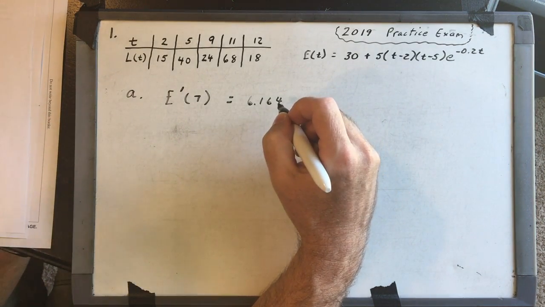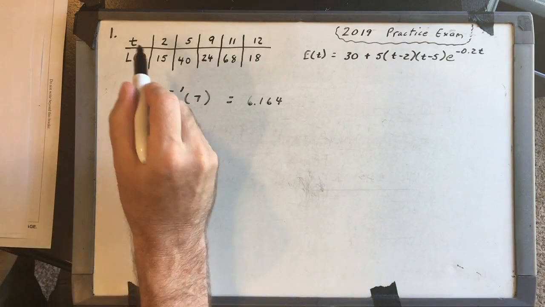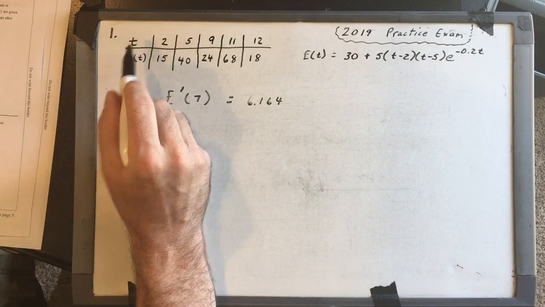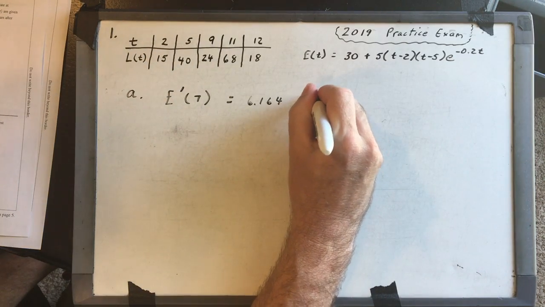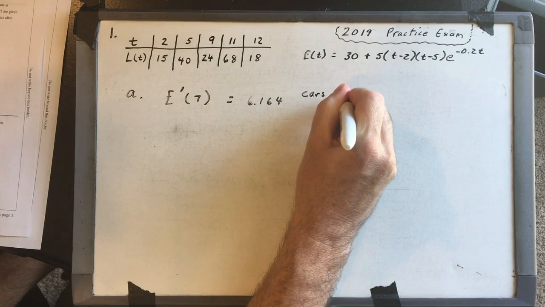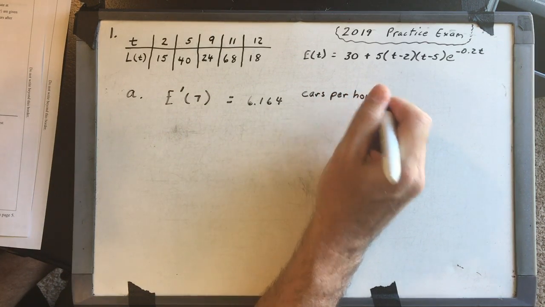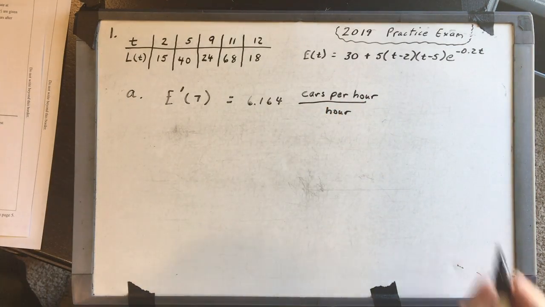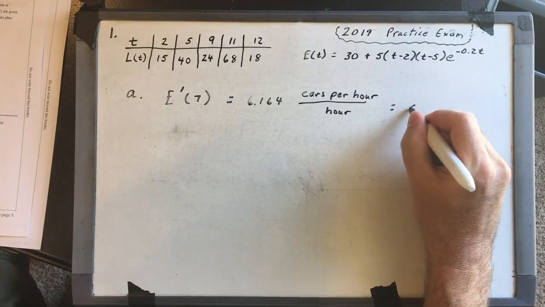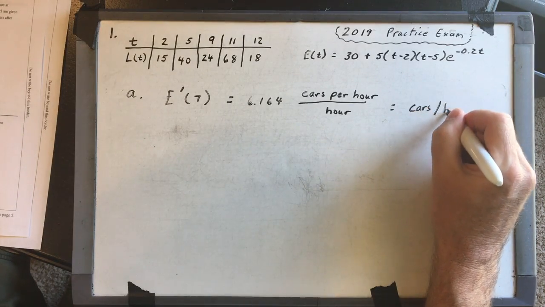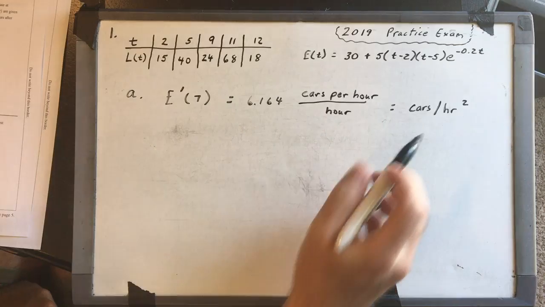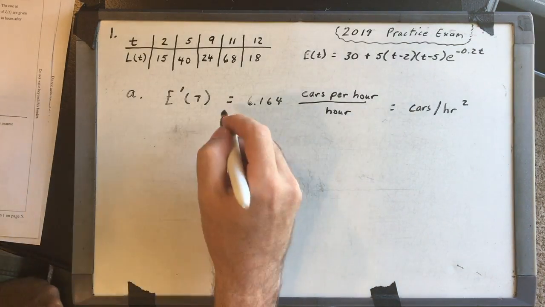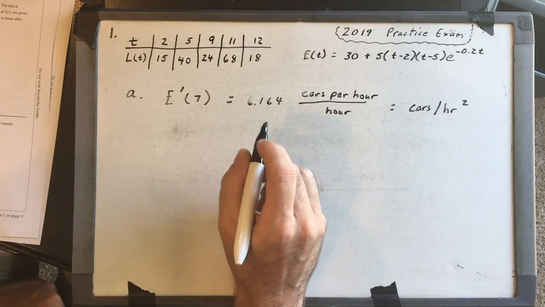What are the units? Now this is a rate of change. So you've got the unit for L of t divided by the unit for t. So it's going to be cars per hour per hour. Okay, you can write it that way, or you could just write it cars per hour squared, to get your physics involved. Okay, so rate of change means derivative.